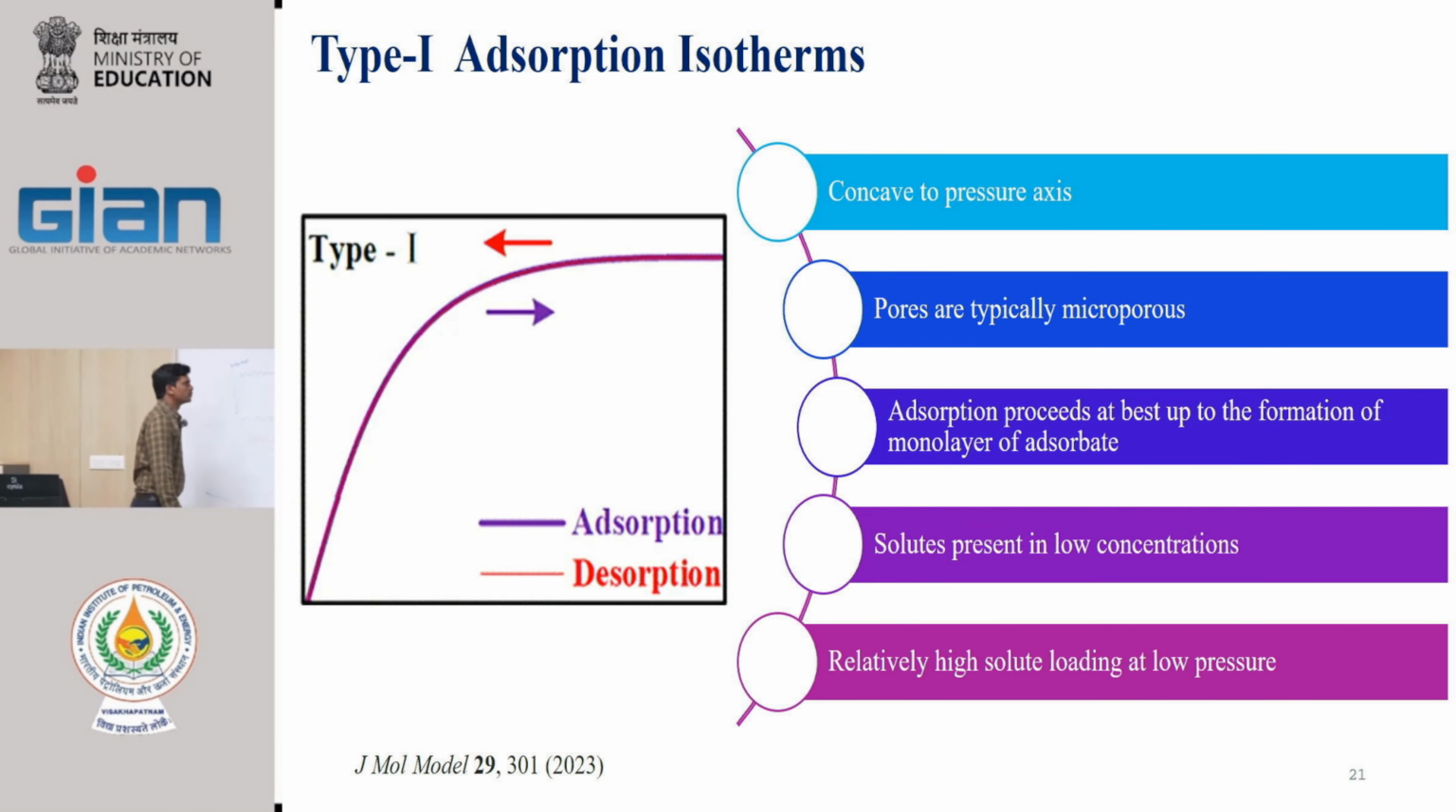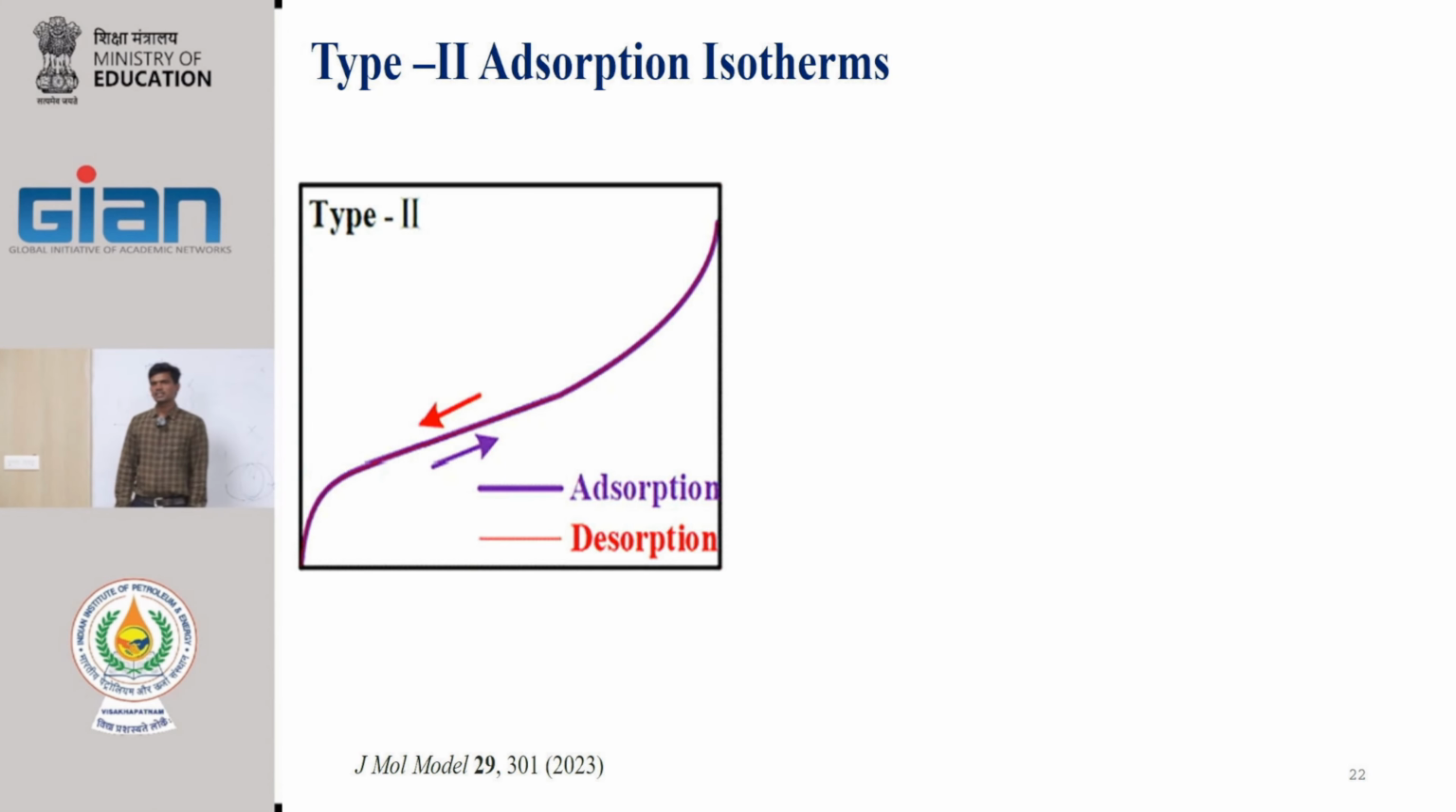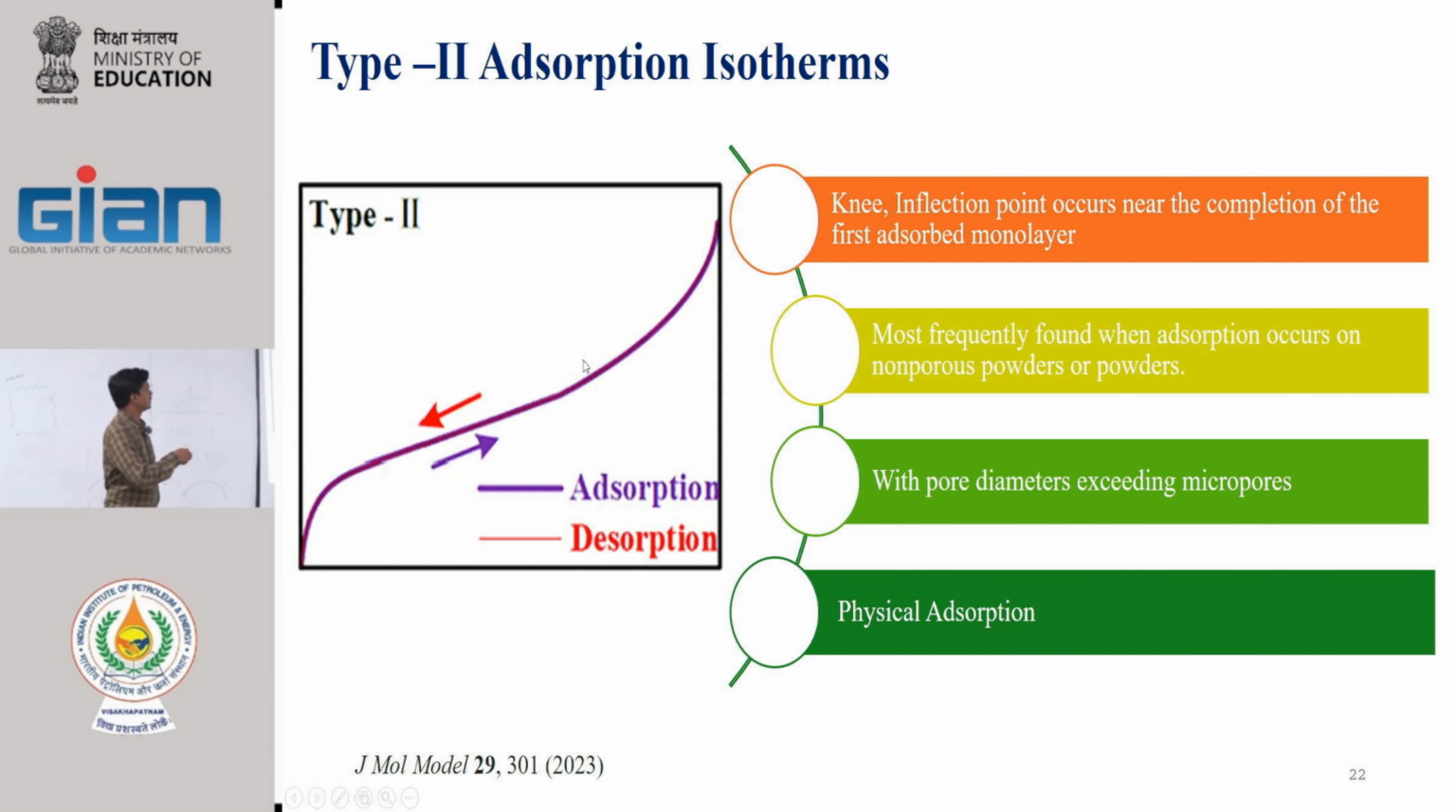Let's go to type 2. Here also, as you see, adsorption and desorption follow the same path. But what you can see here is a knee kind of structure, like this, with an inflection point somewhere here, right? That means this is a characteristic of multilayer adsorption.